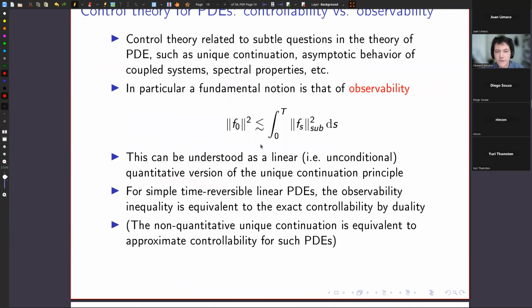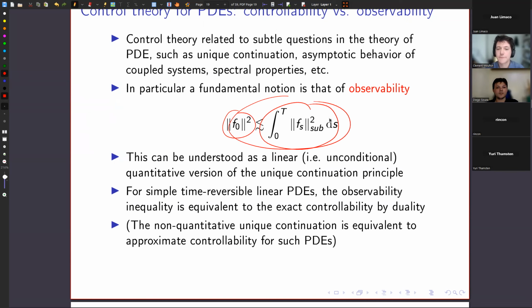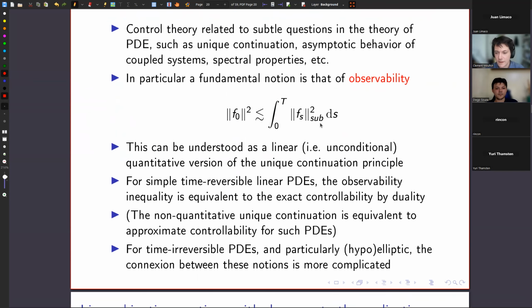Okay, and in case you would have these sort of things non-quantitatively, as in if the right-hand side goes to 0, then the left-hand side goes to 0, you would recover the unique continuation, but in a non-quantitative way. So it all matches properly, if you want. Okay, in my case, there are some complications because the PDE is irreversible, and in the case I'm interested in it is hypoelliptic, but we're going to talk about these complications in a second.